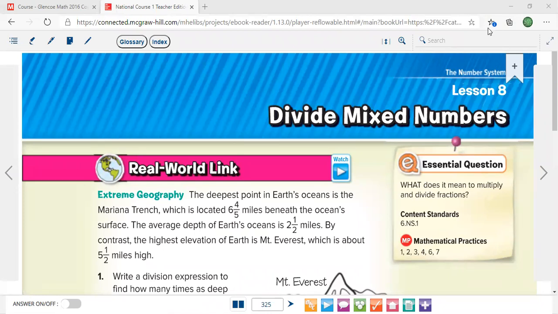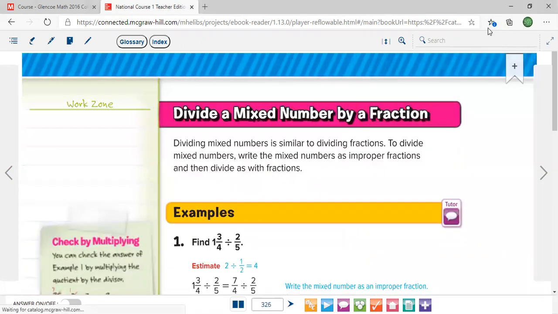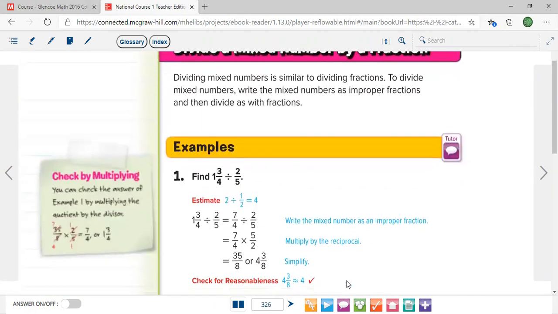In chapter 4, lesson number 8, divide mixed numbers. Let's remember together how we divide mixed numbers. This will be very easy for you all.